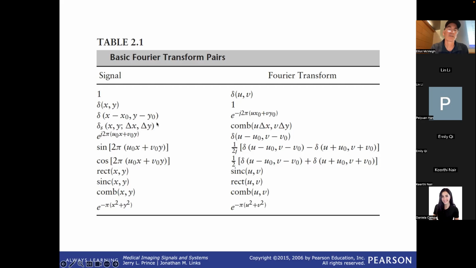This is an exceedingly useful function, as we'll see maybe today. It's called a sampling comb. And it's a continuous function in x and y, and it's 0 everywhere except at these locations, at 0 and then 1 delta x, 2 delta x, 3 delta x, right? So it's a sampling comb. And it turns out the Fourier transform of a sampling comb is a sampling comb, right?